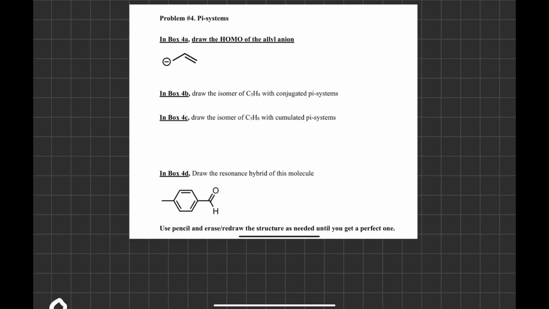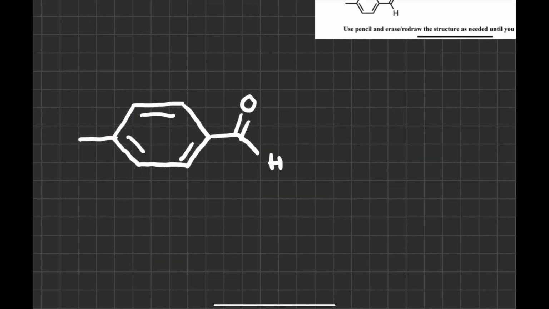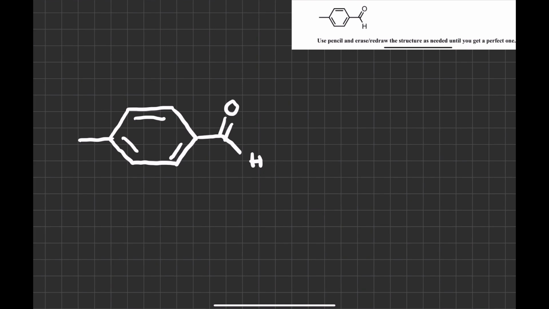4D wants us to draw the resonance hybrid of the following molecule. So first we can just copy the molecule without doing anything. Next, we are going to move around the pi bonds while maintaining the resonance rules. Please note that the structure is neutral, meaning it has no charge. As we are making our resonance structures, if charge accumulates, we have to make sure that the total charge is 0.